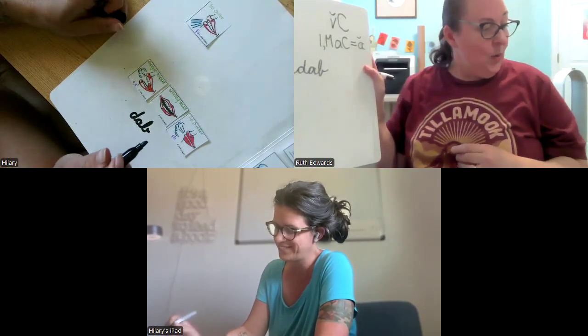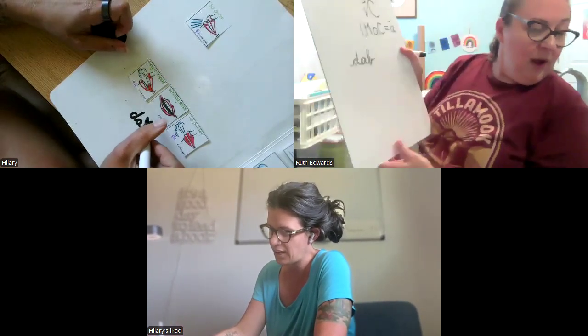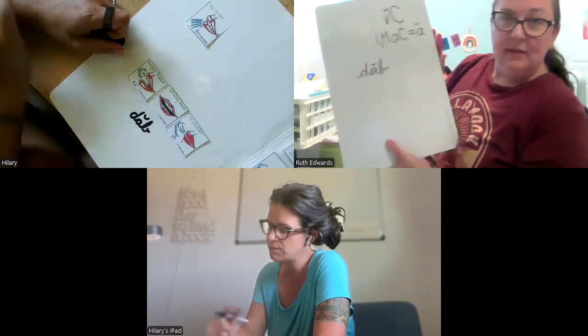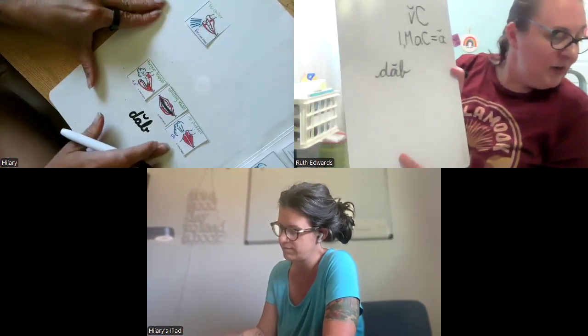Okay, let's code it. How would we code that? A vowel in a closed syllable is short. We code it with a breve. Dab. Oh my goodness, so wonderful.